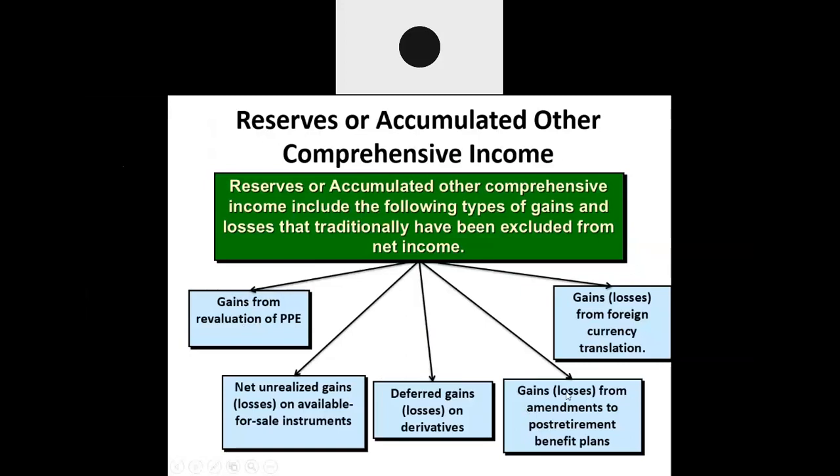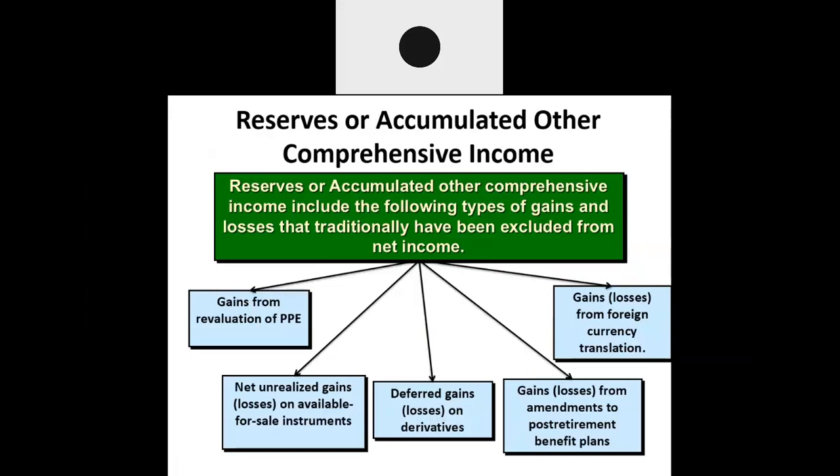Okay, so we start with the comprehensive income. The comprehensive income starts with the net income, add or minus certain unrealized gains and losses that are not reported on the income statement. So comprehensive income includes the following types of gains and losses that traditionally have been excluded from the net income, such as gain from revaluation of PPE, which is if your PPE is measured using the revaluation model, so you will have a gain from revaluation or revaluation surplus.